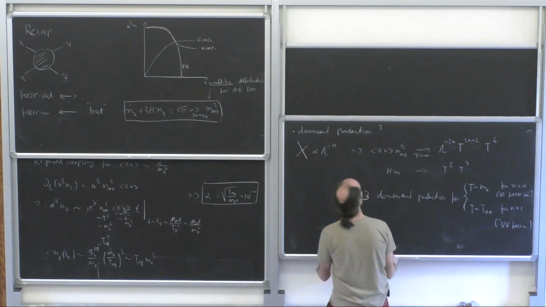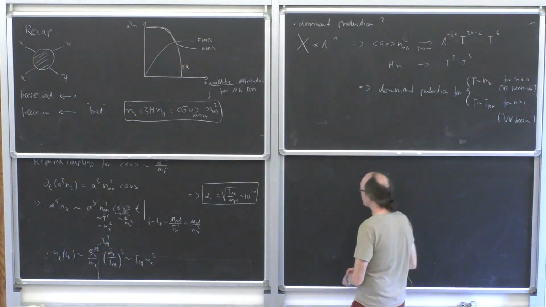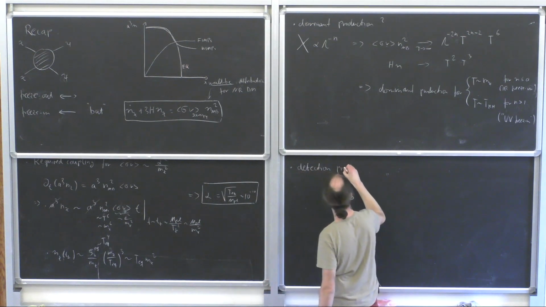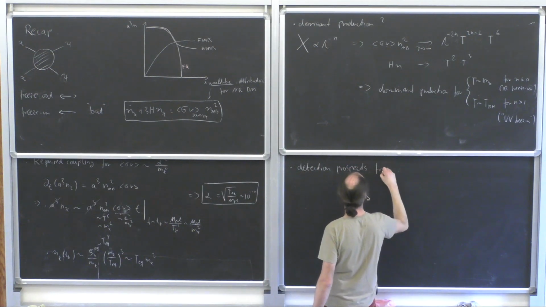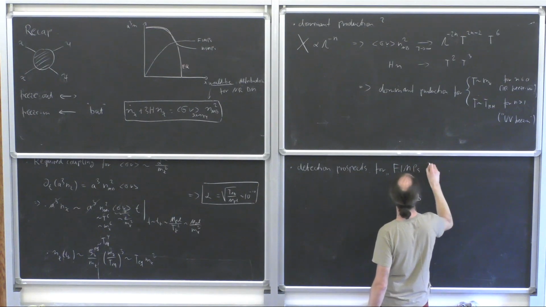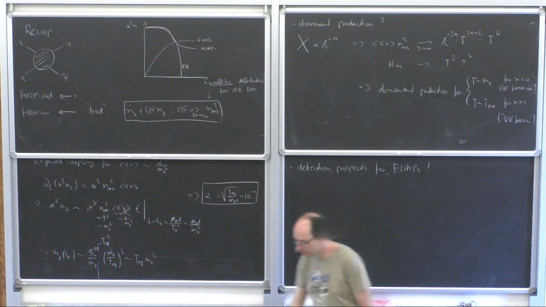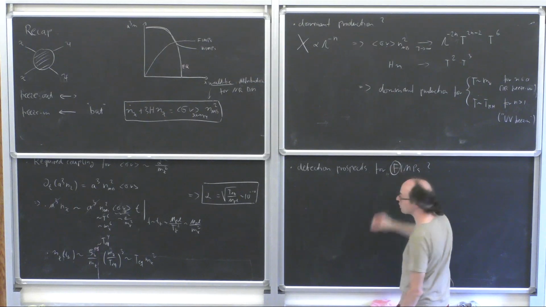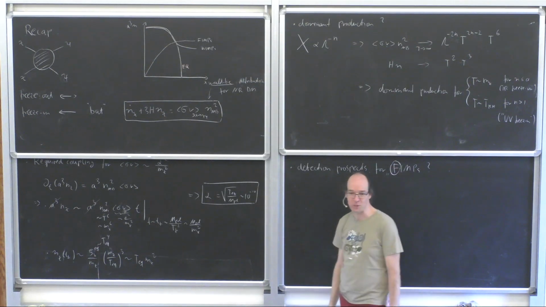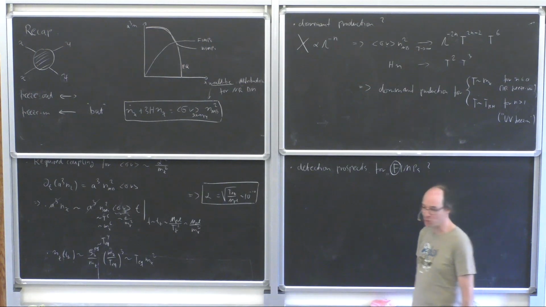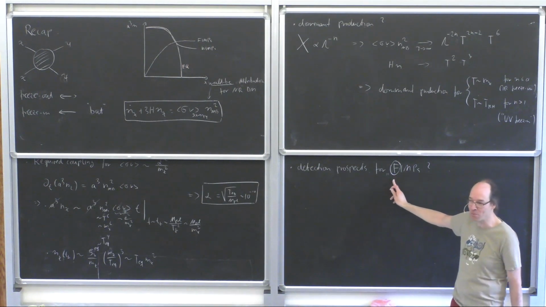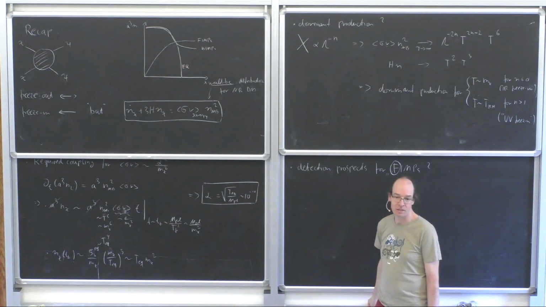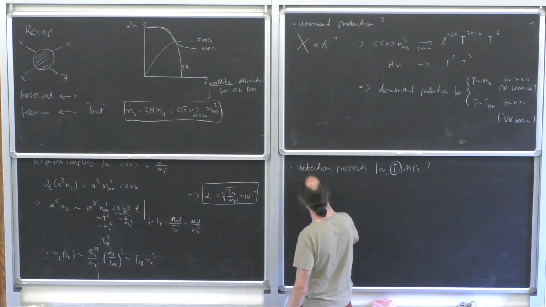Okay, good. So then what about detection prospects? For FIMPs? Well, this one here we just derived. So that's what we mean by feebly interacting. So basically no. There's no hope to see these kind of couplings in any kind of direct dark matter searches. There are a few exceptions.